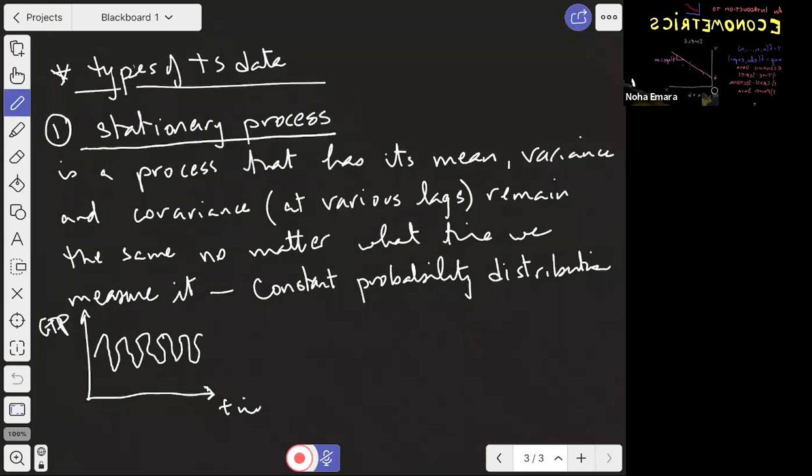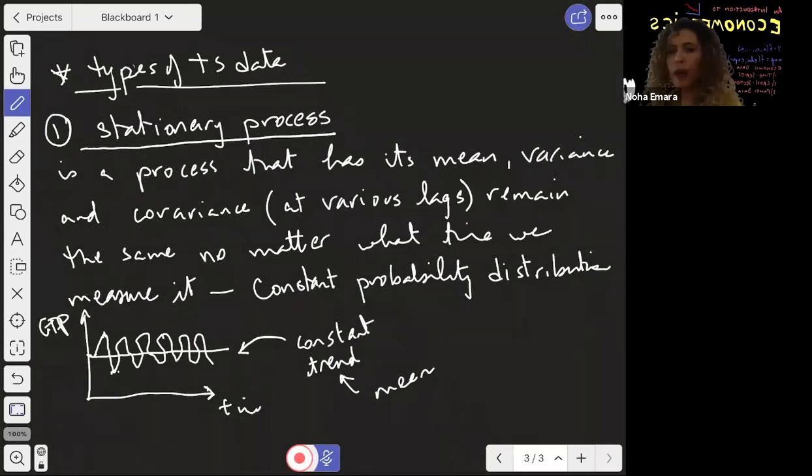So it's kind of similar. And the mean, as you can see, is constant. I do have some points above, some points below, but on average, the GDP goes around a constant average, or constant trend, as we call it in time series. Or you can think of it as a constant mean.